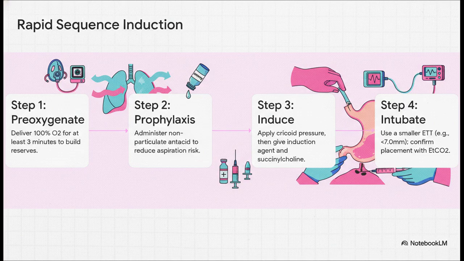3. Cricoid pressure. 4. A fast-acting induction agent and succinylcholine for paralysis. 5. Intubate with a smaller tube than you might normally reach for, something like a 6.0 or 6.5, because pregnancy hormones make the airways swollen and friable. And finally, step 6 is absolutely crucial. Confirm that tube is in the right place with end-tidal CO2 before you let go of cricoid pressure. This entire sequence is vital to keeping the mother safe.